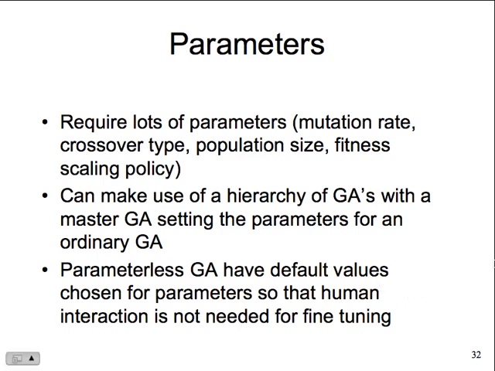And then parameterless genetic algorithms have default values chosen for parameters, so that human interaction is not needed for fine-tuning. We're not really considering the population, we're just randomly selecting things that aren't characteristics. That's actually your cities. We're selecting your parameters on your cities by given data that you're given. You're not selecting it from the city. So we have no idea which city is more desirable to go to, which one is going to be more populated.